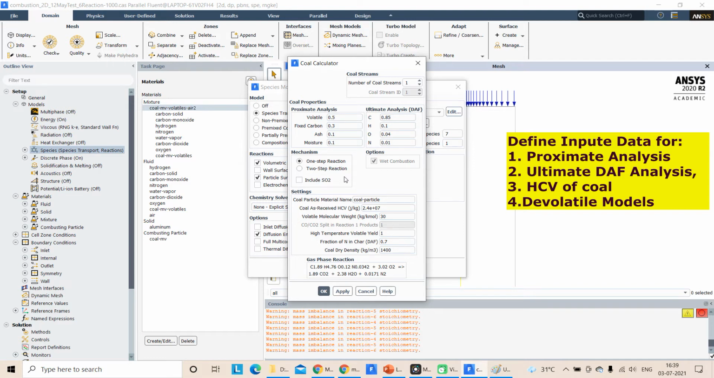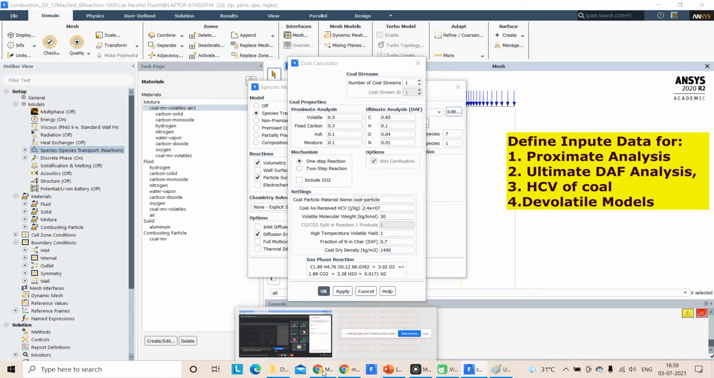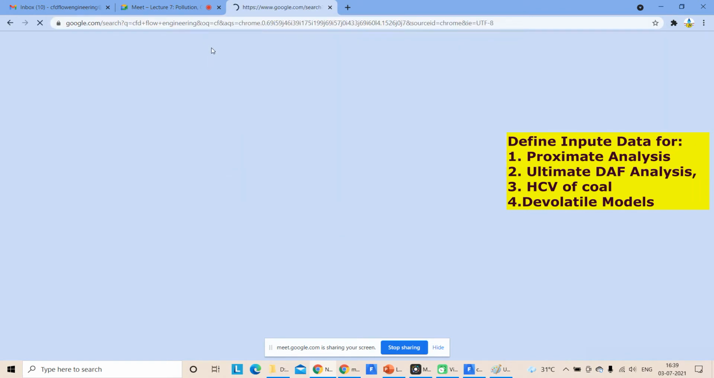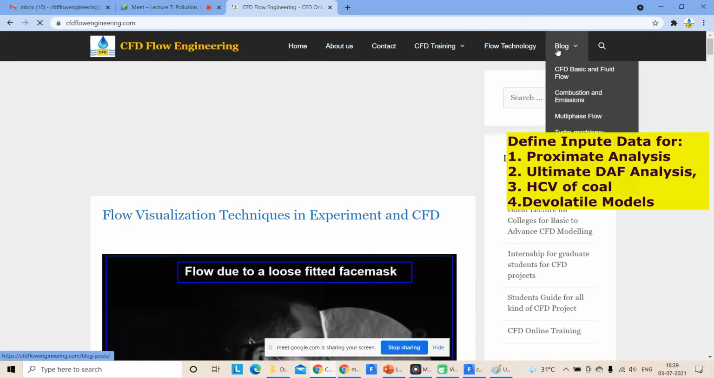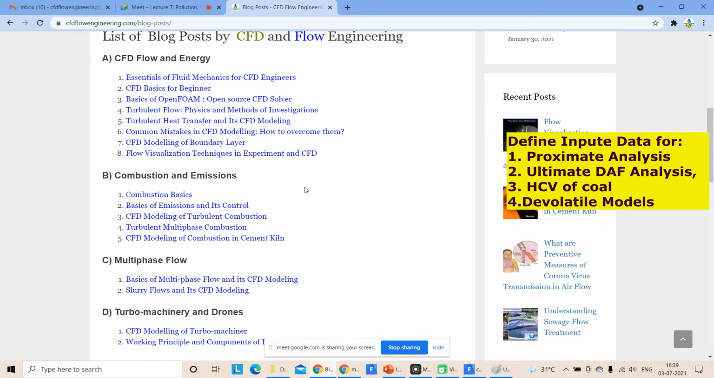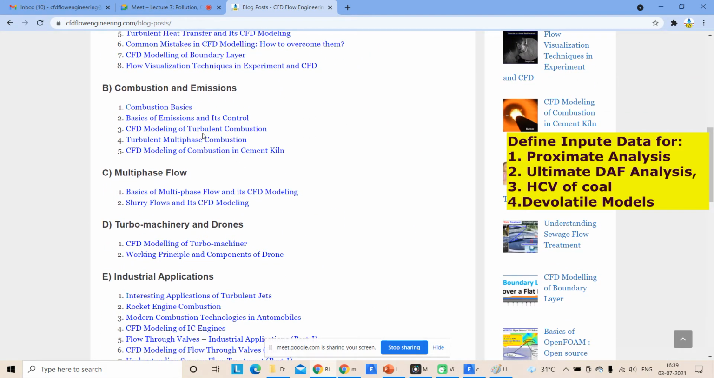For coal combustion, we can use a one-step reaction or a two-step reaction. This is like a devolatilization model. We can use a one-step volatile reaction mechanism or a two-step reaction mechanism. What are these models? We can see them on the website, in the turbulent multiphase combustion modeling section.